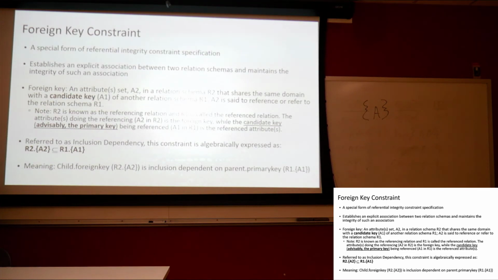So in order to establish a relationship between two relations, we create a foreign key in one of the relations that's going to refer to a tuple in another relation. And so all the values of our foreign key must be in the domain of values of the candidate key to which it's referring.